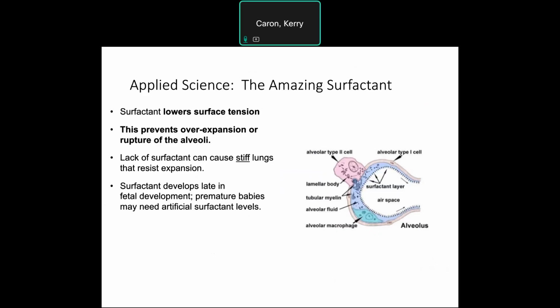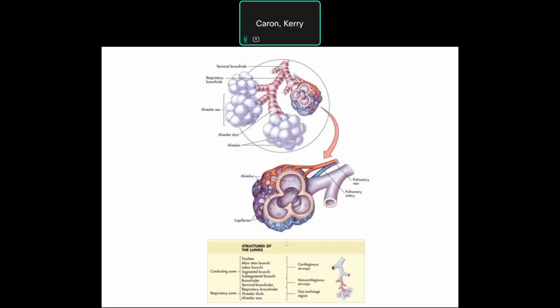Surfactant is one of the last things to develop in fetal development. So if a baby is born prematurely, they may be given artificial surfactant. So we have terminal bronchioles, we have the alveolar sacs, the alveoli, you can see the capillaries lining the alveoli.